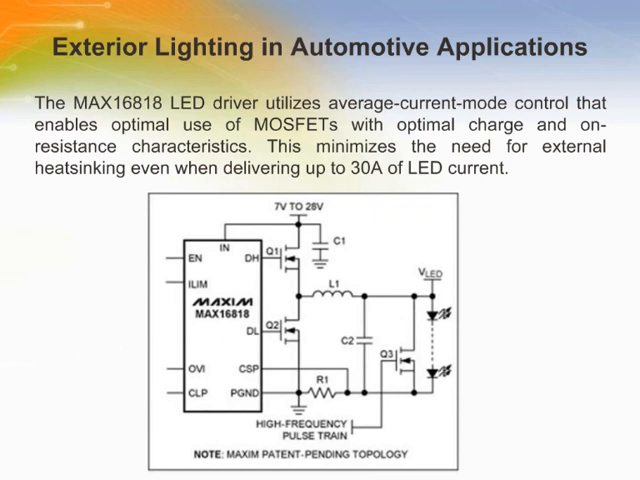Very high brightness LEDs must be used for applications that require high illumination power, like floodlights or fog lights. HB LEDs require very high currents, so the MAX16818 is the solution for these HB LED applications. It can provide up to 30 amps of current.